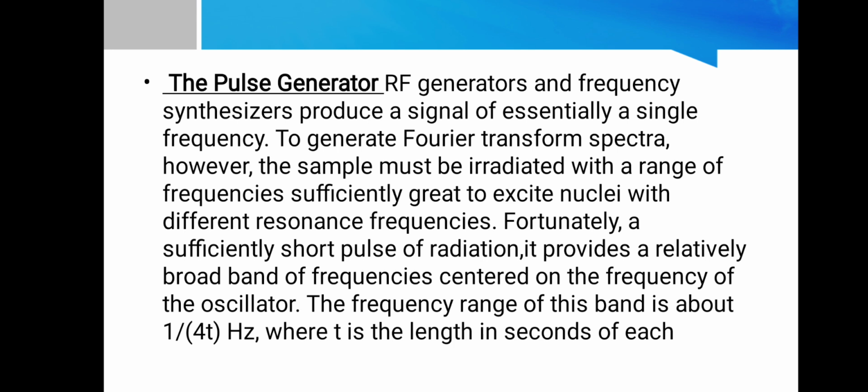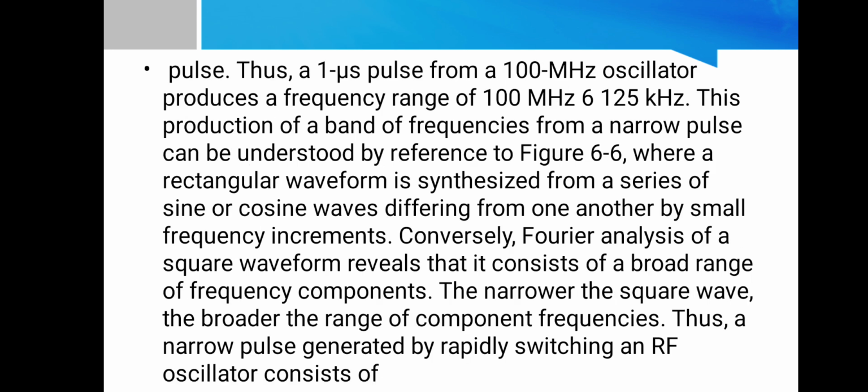Fortunately, a sufficiently short pulse of radiation provides a relatively broad band of frequencies centered on the frequency of the oscillator. The frequency range of this band is about 1 over 4t hertz, where t is the length in seconds of each pulse. Thus, a 1 microsecond pulse from a 100 MHz oscillator produces a frequency range of 100 MHz ± 125 kHz. Conversely, the Fourier analysis of a square waveform reveals that it consists of a broad range of frequency components.